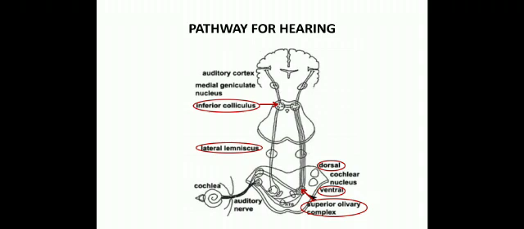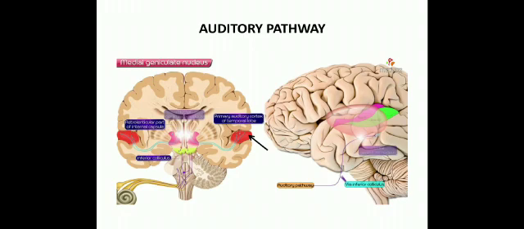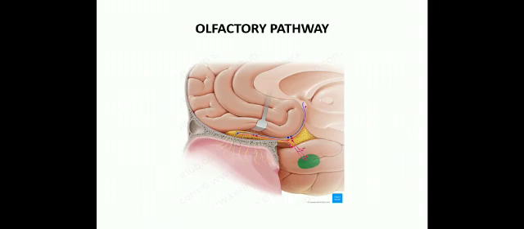Their axons pass through the inferior brachium to reach the medial geniculate body. The fifth neurons lie in the medial geniculate body. Their axons form the auditory radiation, which passes through the sublentiform part of the internal capsule and reaches the auditory area in the temporal lobe. So, here you can observe the auditory cortex in the temporal lobe, the inferior colliculus, the retrolentiform part of the internal capsule and the medial geniculate body.